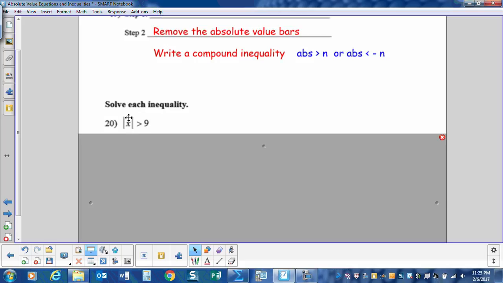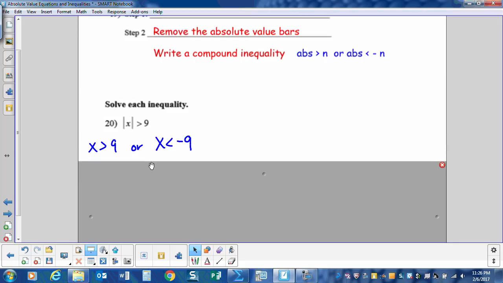So here we have the absolute value of x is greater than 9. Our absolute value is isolated. That's going to give me a positive number that's greater than 9. So we're going to remove the bars. So our solution is x is greater than 9 or x is less than negative 9. Make sure you flip your symbol on these.